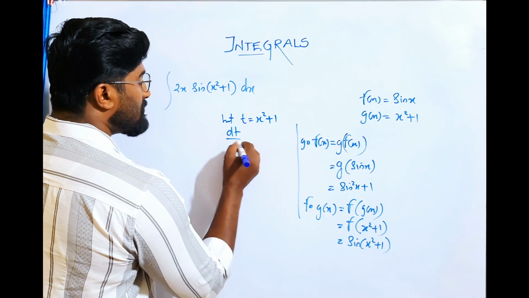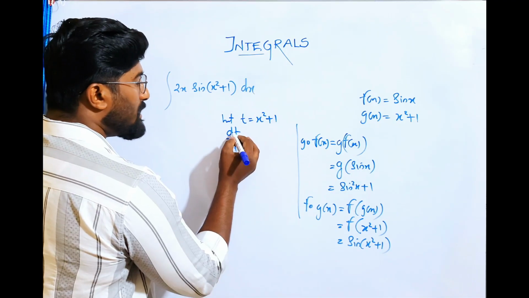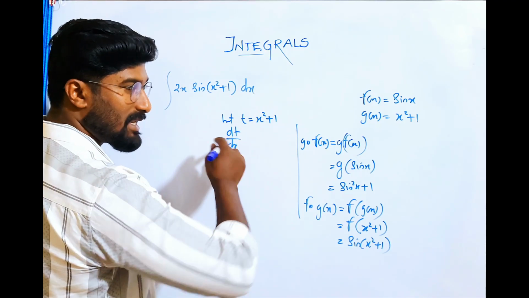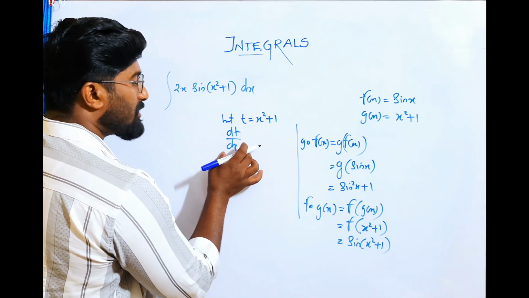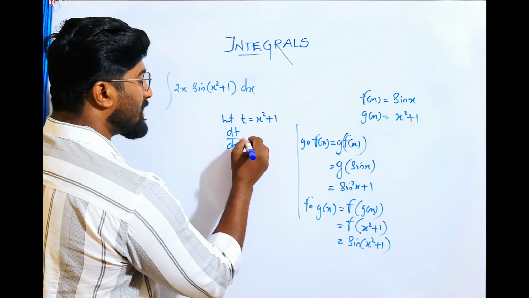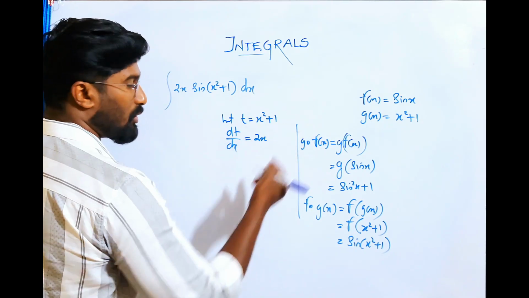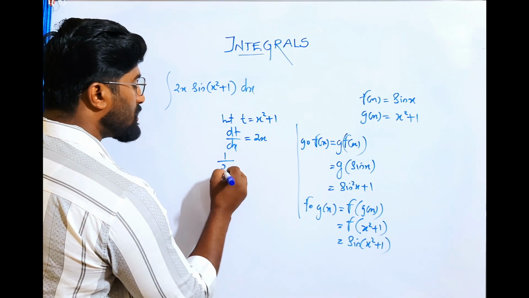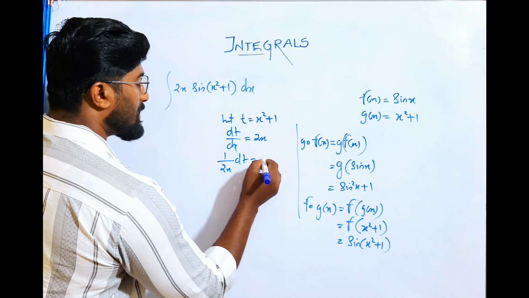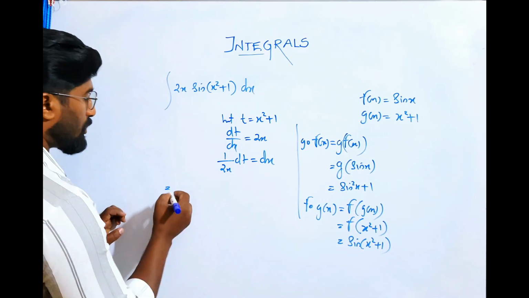Then dt by dx. Next, what should we do? We have to find the value of dx. So differentiate both sides either with respect to x or t. I am differentiating here with respect to x. So dt by dx is equal to the derivative of x square, that is 2x, then the constant is 0. We need to find the value of dx. So 1 by 2x dt is equal to dx.